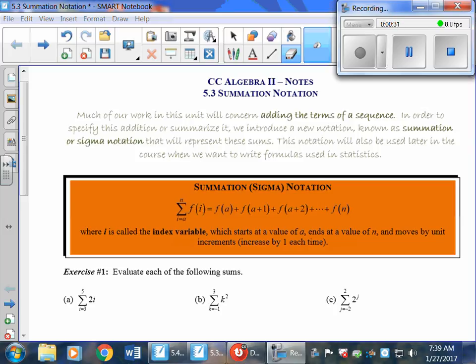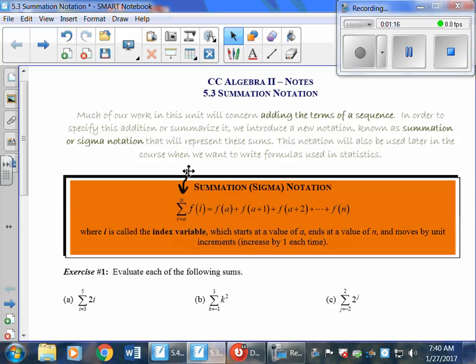All right, so sigma notation is basically this funny looking capital E, which is the Greek letter sigma, the capital letter sigma. And if you look right here, you can see there's an index. The I goes from A to N, like from 1 to 10. F of I is going to be your term, equals the first term of the sequence plus the second term plus the third term until you get up to the last term of the sequence, where I is called the index variable, which starts at a value A, ends at the value N, and moves by unit increments, increased by 1 each time.